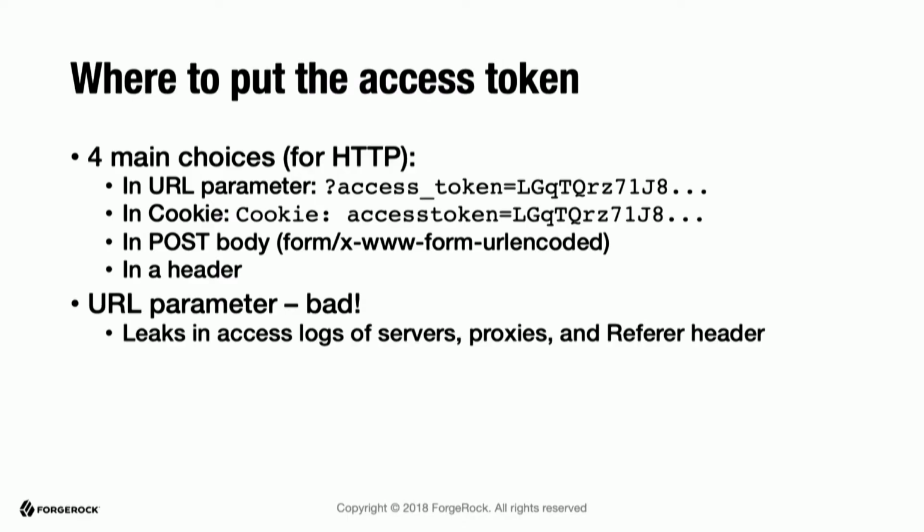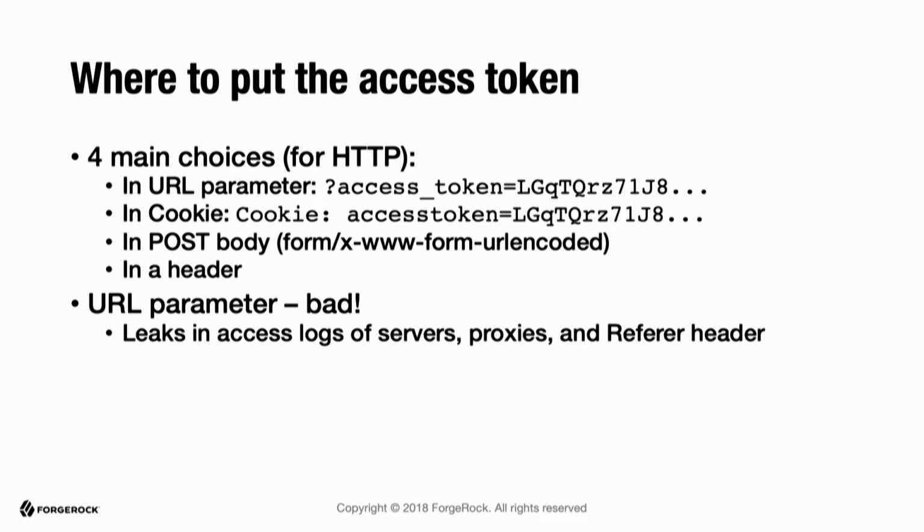So most of these have drawbacks. A URL parameter is just a terrible idea, so don't ever do this. URL parameters get logged everywhere. So when you talk to a service, typically in the cloud, it's usually not just your client talking directly to their server. There's usually loads of boxes in the middle. There's proxies and load balancers and all kinds of other things.